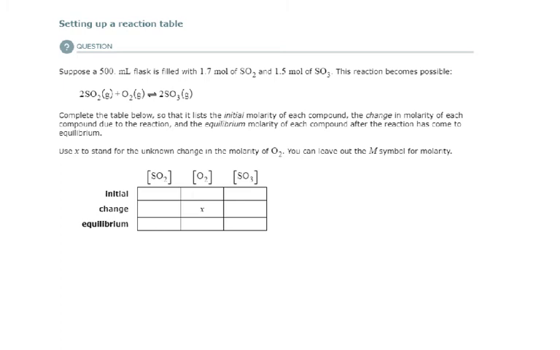So a reaction table, or you may hear it referred to as an ICE table. There's the I, initial, C, change, E, equilibrium. An ICE table will help us take initial concentrations, predict what the change will be, and then use math to find what the equilibrium concentrations are. Okay? So here we have a table, and they want us to complete it. We're not doing the math here. We're just practicing setting up our ICE tables, or they call them reaction tables. So all we need to do is fill in these values.